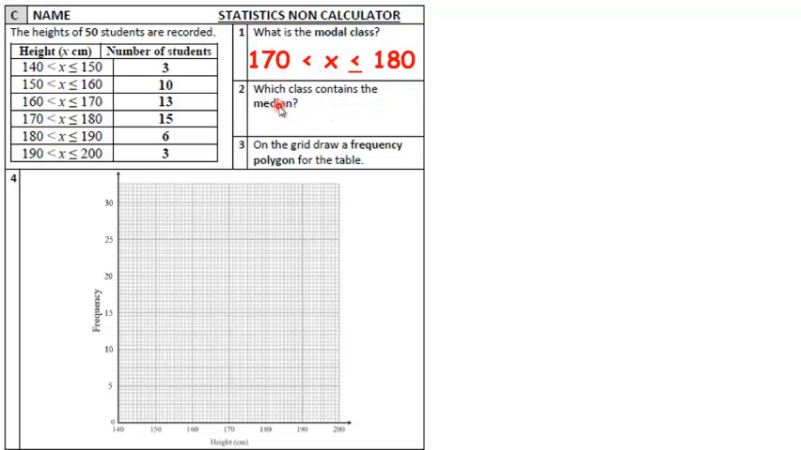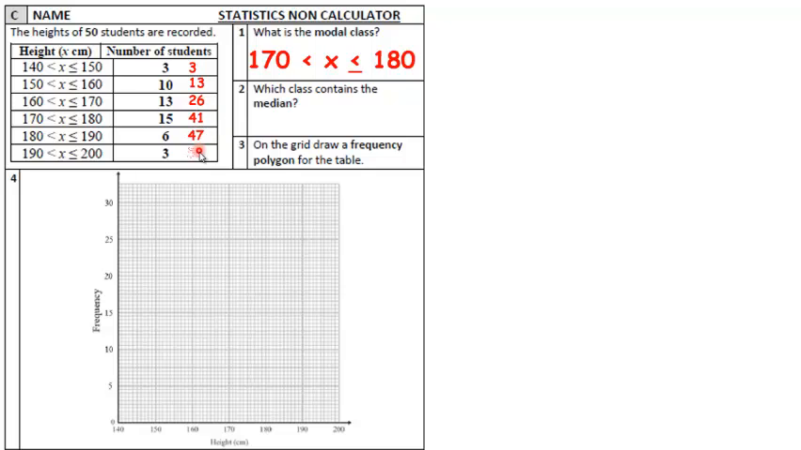This is one that a lot of you have problems with. Which class contains the median? The median is the middle value, and we know that there are 50 of them altogether, so the halfway value is going to be 25. Let's do a cumulative frequency on the side here. That's the first 3, up to the second class, that's the first 13, up to here it's 26. Now I know straight away that the 25th term must be in this group here, 160 to 170.